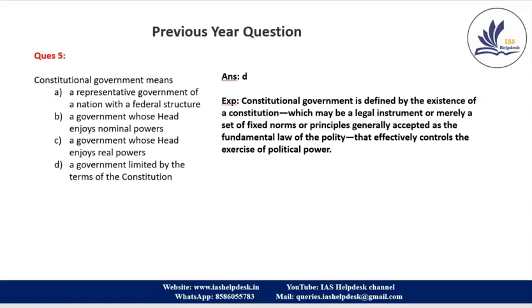So constitution एक तरह का एक legal document हम लोगों ने पढ़ा कि वो एक तरह का instrument of instruction का काम करता है. So if you see the explanation, constitutional government is defined by the existence of a constitution, which may be a legal instrument or merely a set of fixed norms or principles generally accepted as fundamental law of the polity that effectively controls the exercise of political power. So according to this, we have option D as our correct option.